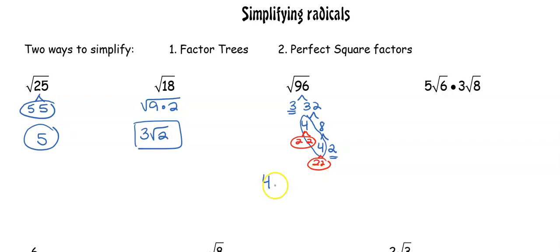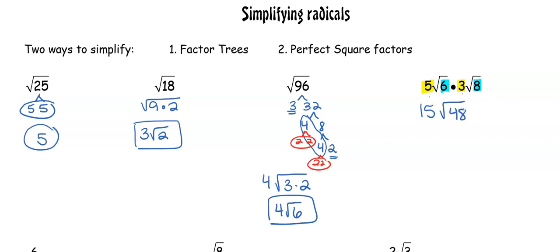So when you're bringing out more than one number or you're leaving more than one number left over on the inside, those numbers get multiplied. So this becomes 4 root 6. Now we are multiplying. When we multiply radicals, it's all about location. Outside numbers get multiplied together. 5 times 3 gives me 15. And then I multiply the inside numbers together. 6 times 8 gives me 48.